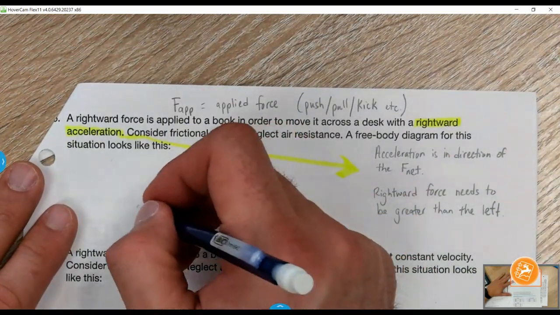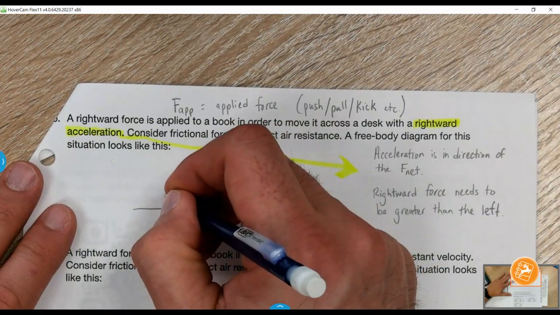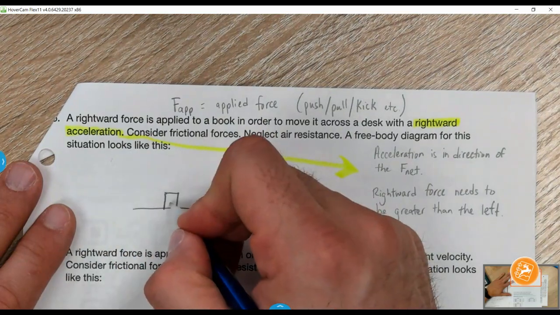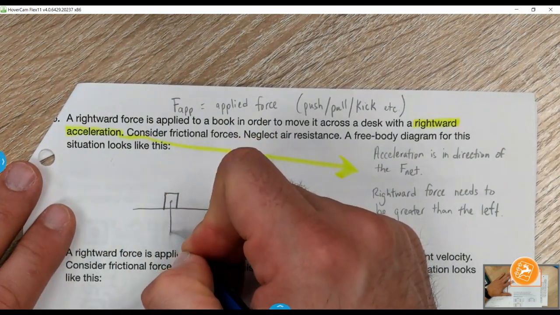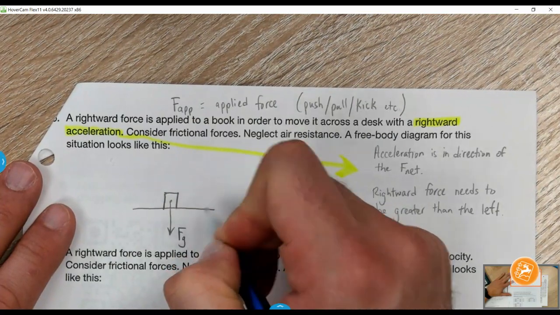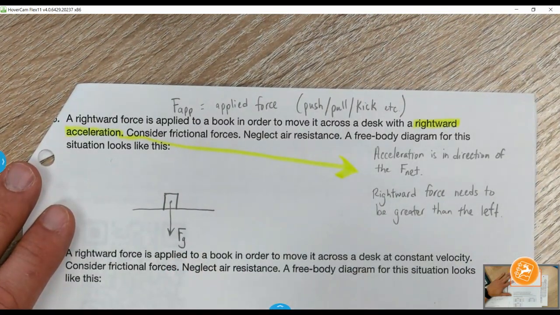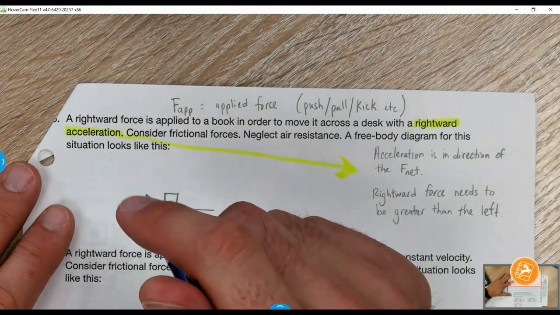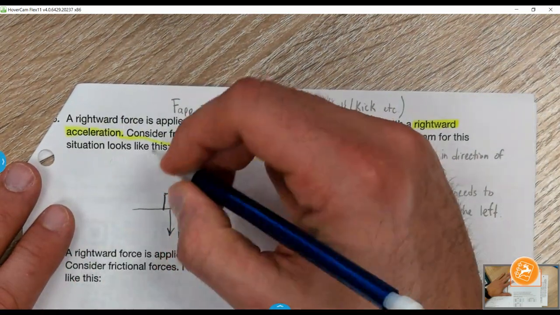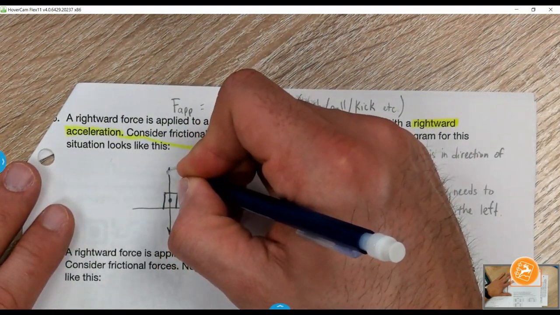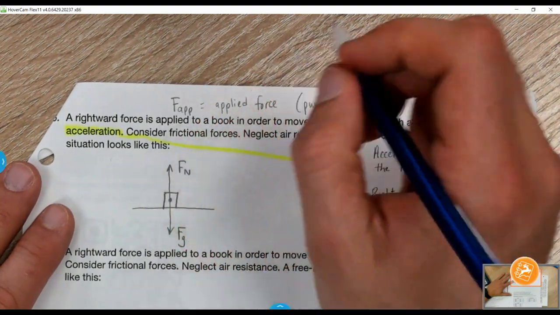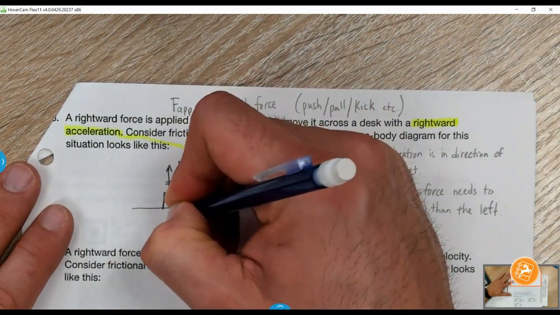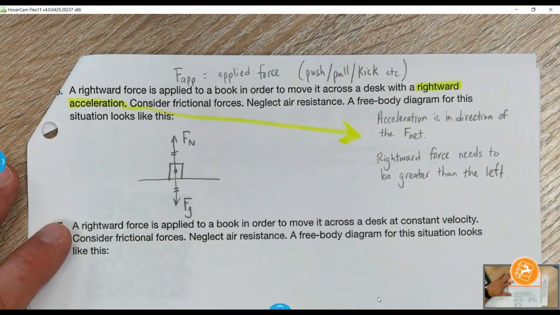So we have a book across the table. First thing, what force should you always draw first again? Fg, and what direction? Straight down. Is it on a surface? Yeah, it's on a tabletop. So if it's on a surface, what force goes against gravity? Fn, your normal force. Is the book moving up or down? No, which means those two have to be equal. So that takes care of one of them.